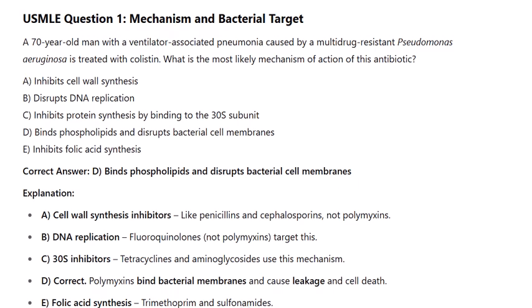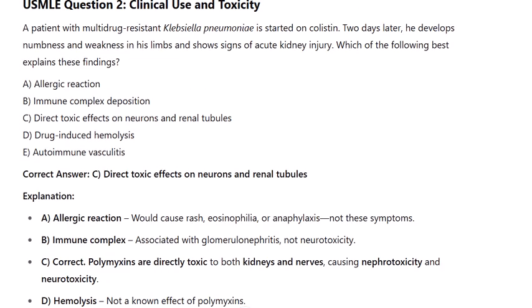USMLE Question 2, Clinical use and toxicity. A patient with multi-drug resistant Klebsiella pneumoniae is started on colistin. 2 days later, he develops numbness and weakness in his limbs and shows signs of acute kidney injury. Which of the following best explains these findings?